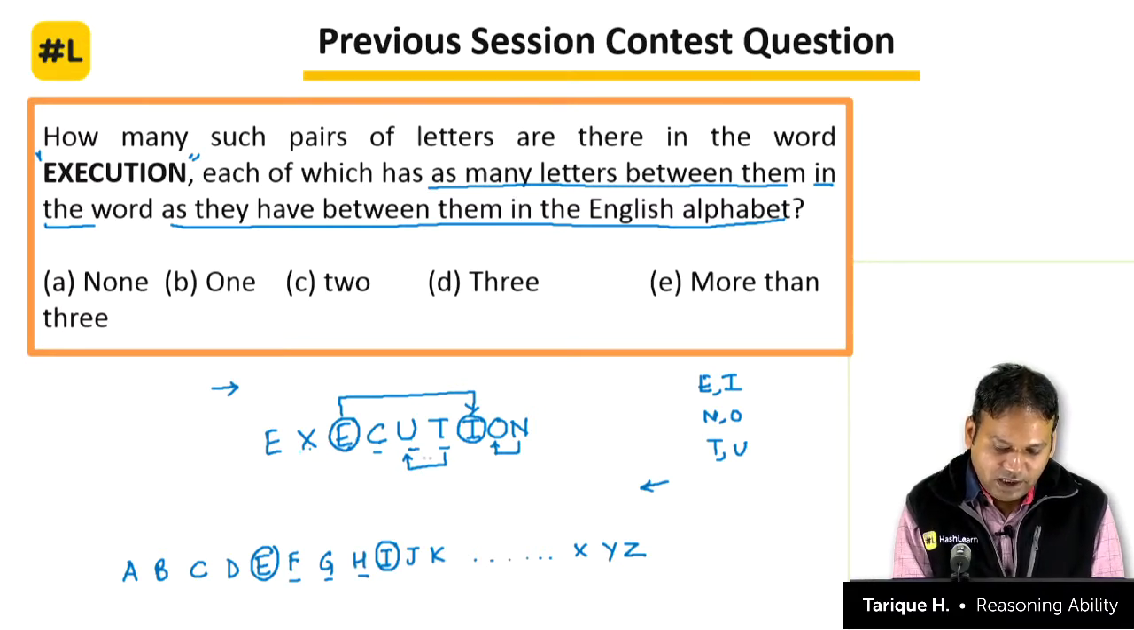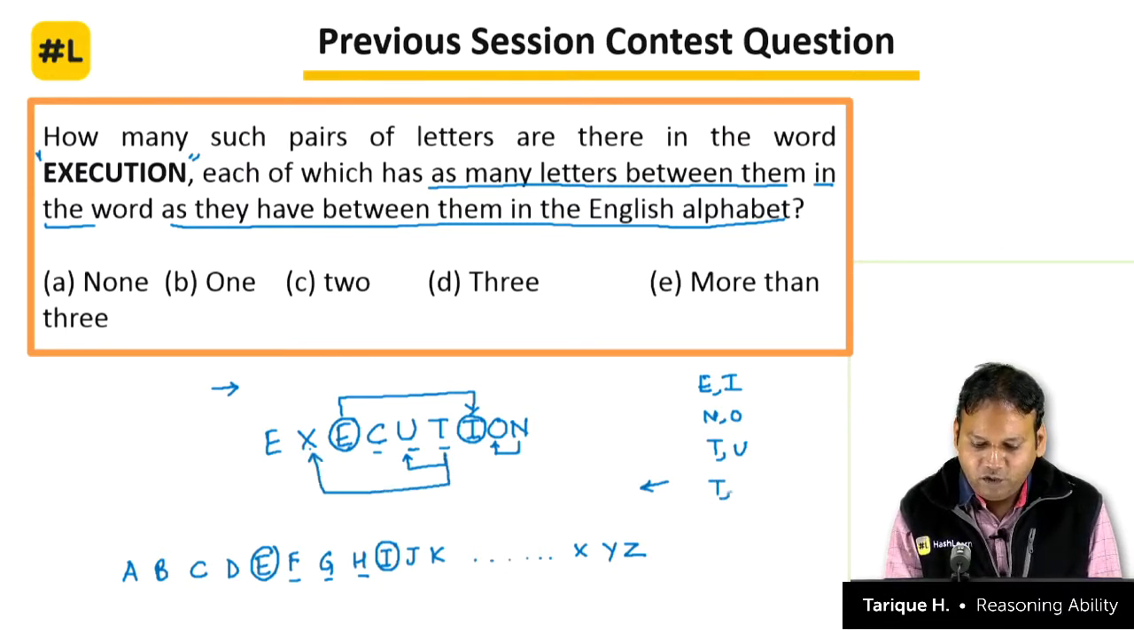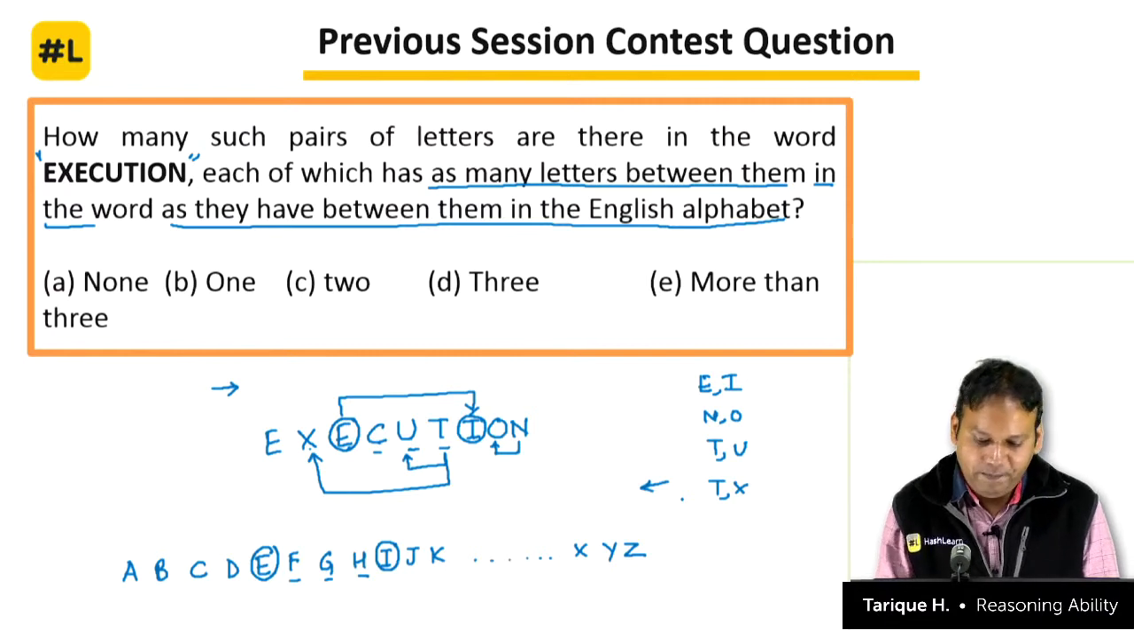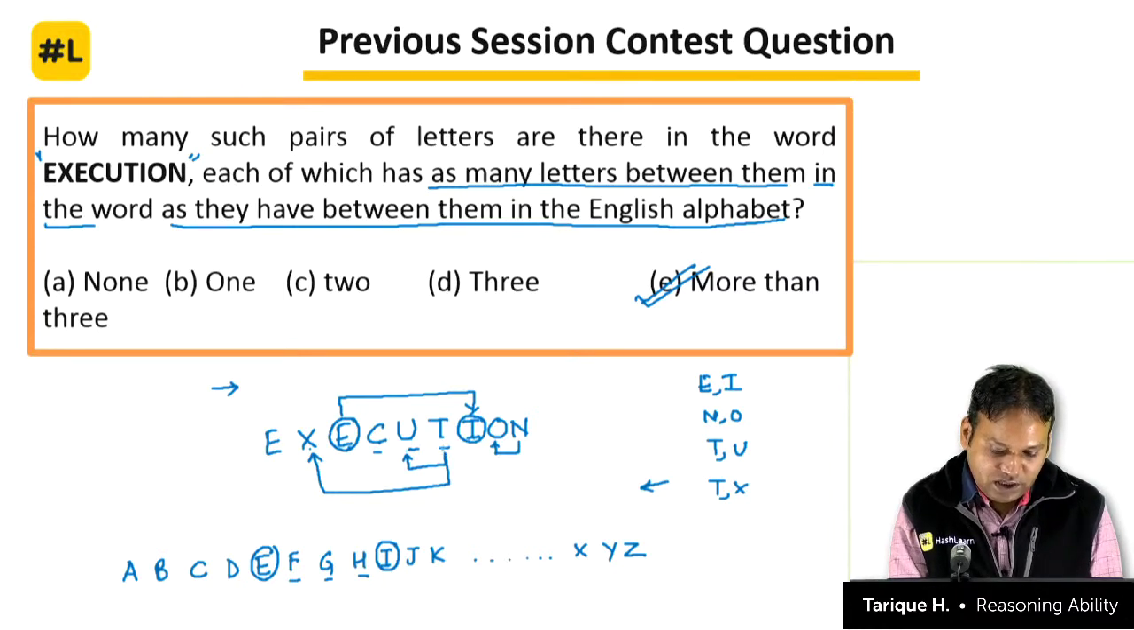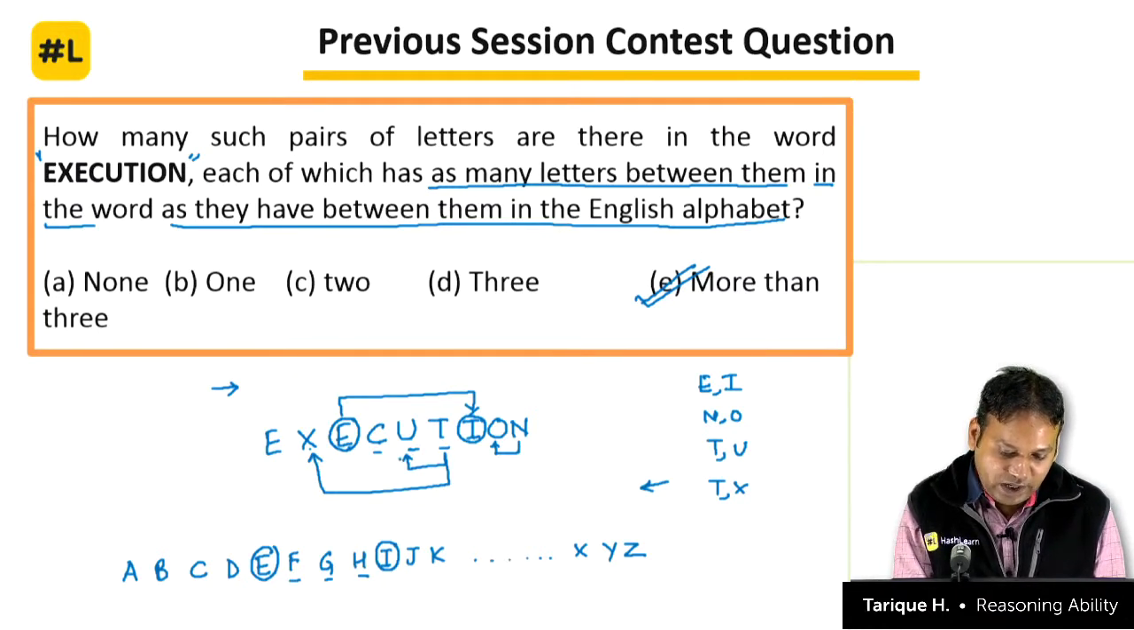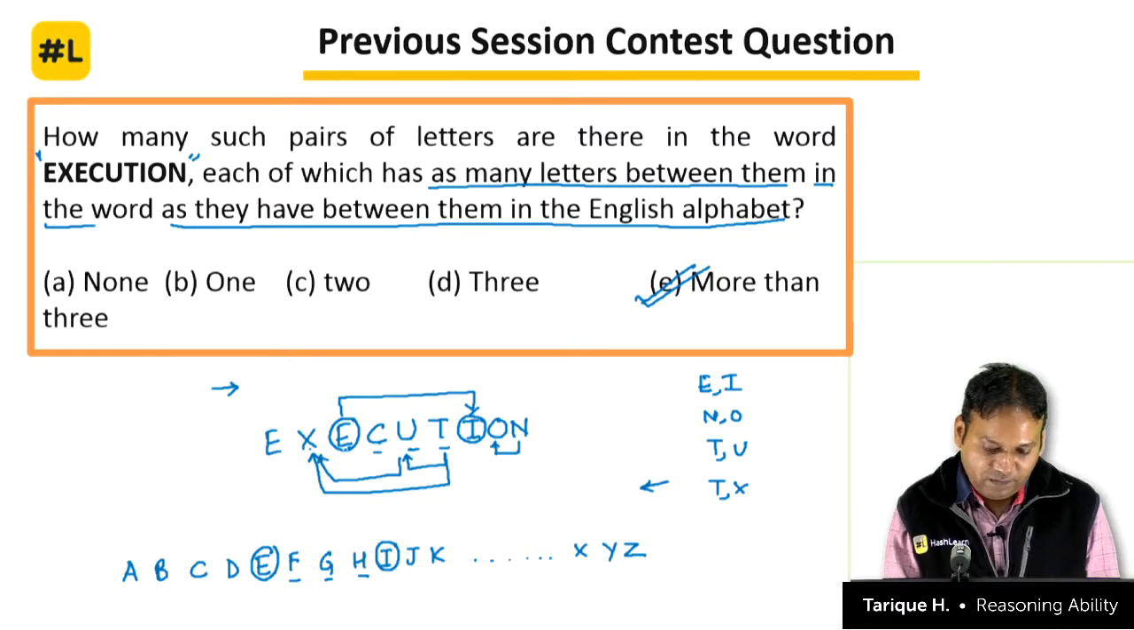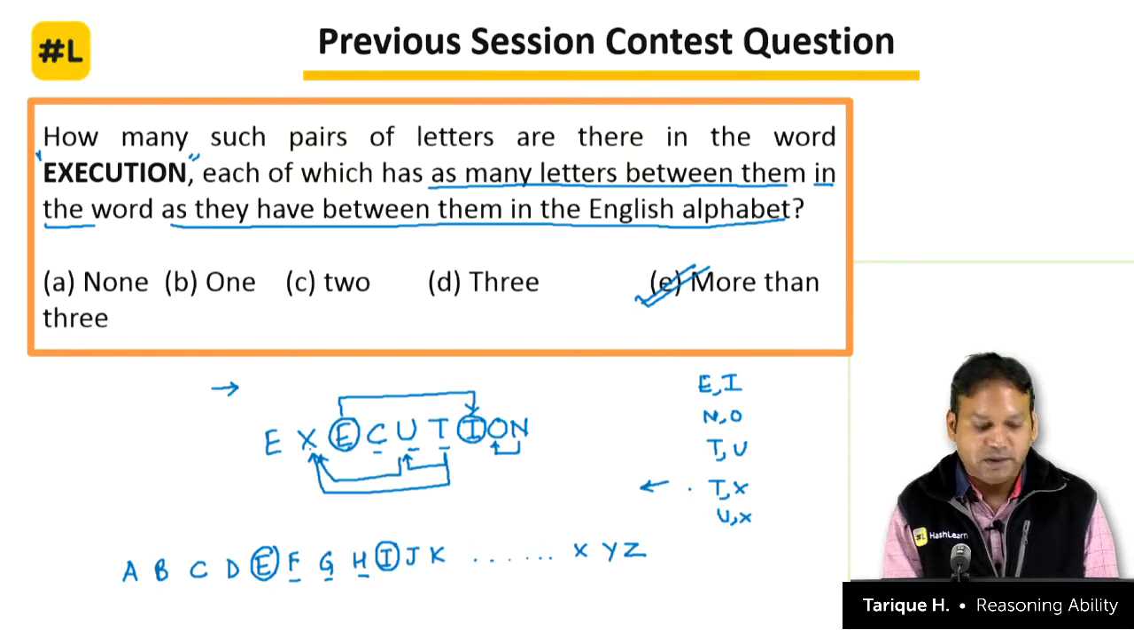W, X, that means we also have T and X, and now we have got 4 pairs, no need to find anything further, straight away the answer will become more than 3. If you want to find the other pairs also, you can see T, U is there, T, X is there, that means U, X will also be there, that is 5, clear. So total 5 are there: T, X, T, U, and then U, X also, U, V, W, X, clear.